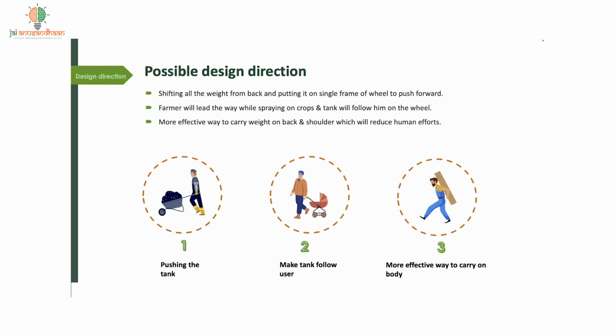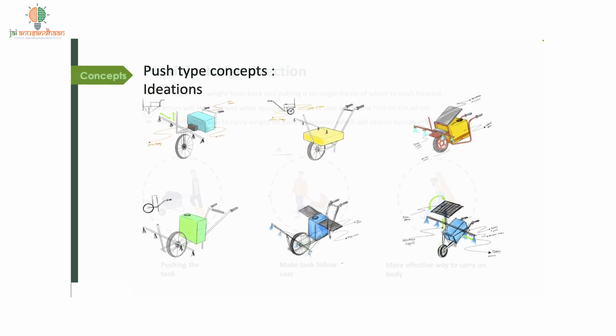So possible directions. Okay, one is that if he doesn't have to carry it, he can push it, he can pull it. Or maybe there's a more effective way to carry something, right? So these are the options that you have. Then even in push types, there are many variations of it, right? So again, these are all part of the ideations.